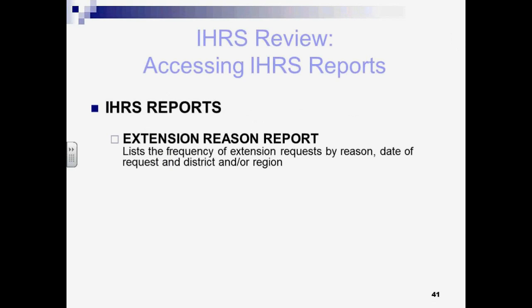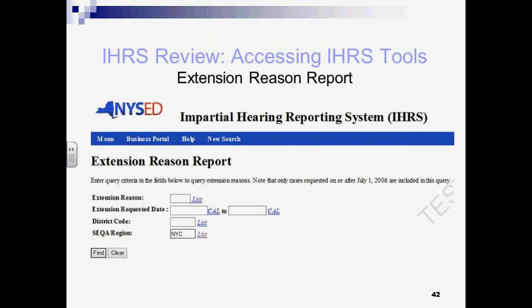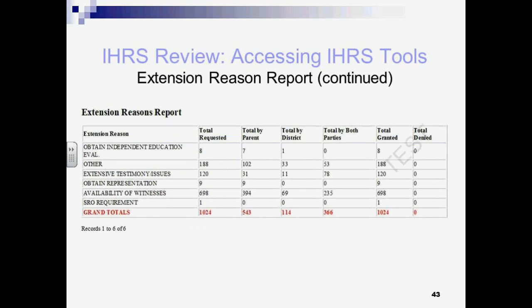All right, moving on. We'll talk about the reports that are accessible in IHRS. We have an extension reason report, which lists the frequency of extension requests by the reason for the request, the date of the request, the district and/or region involved. And how to access the extension reason report, you would enter the query information, and then you would just click Find. Again, the query information could be the extension reason, the request date, the district code, or the Special Education Quality Assurance region, CEQA region. That will bring up a screen that breaks down the extension reason by the total requested by the parent, the total requested by the district, or the total requested by both parties, the total number of extensions granted, and the total number of extensions denied.